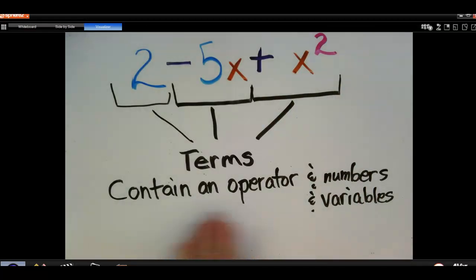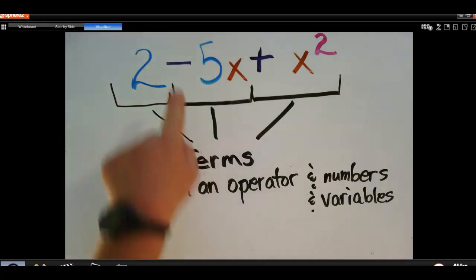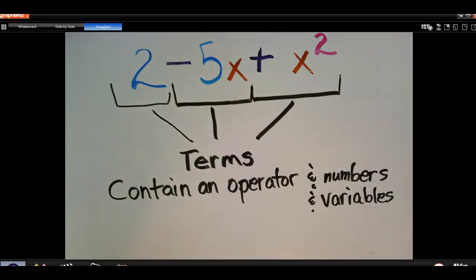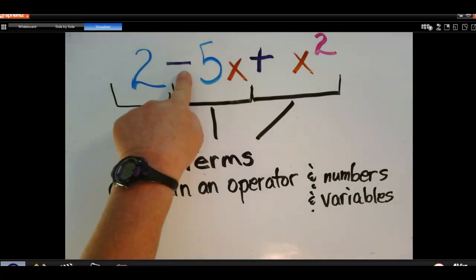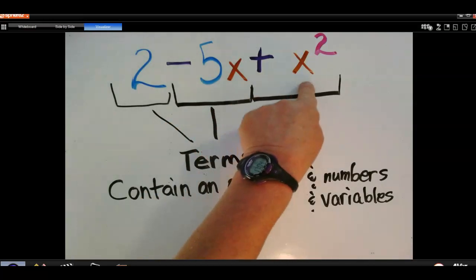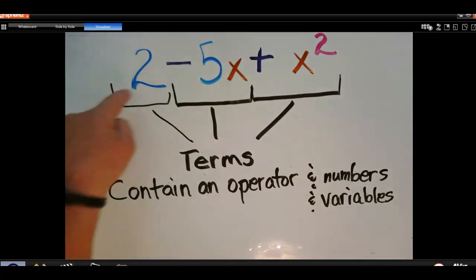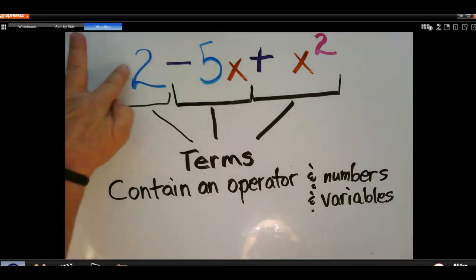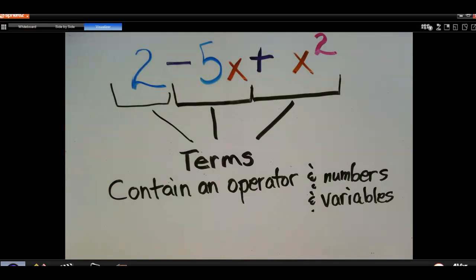The terms also contain an operator, which means that when we go to combine like terms and start to simplify these expressions, this sign goes with this term. This sign goes with this term. And when you have something out in front, if there's no sign at all, the default is positive. Otherwise, you could see a negative sign out here. But when there's no sign at all, it's meant to be signaling a positive number.